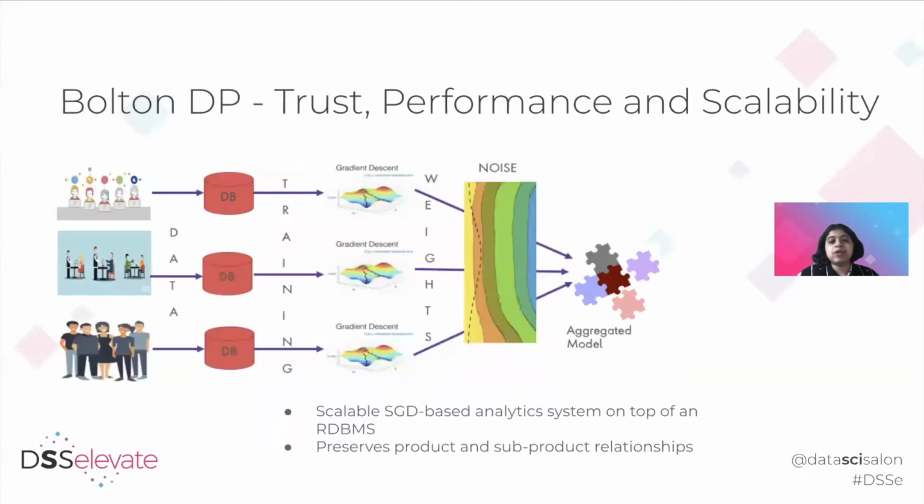So what are the mechanisms available with which we can build scalable differential private systems? One of the major research efforts has happened in the field of ensemble modeling. Bolton Dipping has come up with very good performance metrics, in terms of both accuracy as well as privacy. It is used with stochastic gradient descent to be able to build ensemble models that can sit on top of an RDBMS.